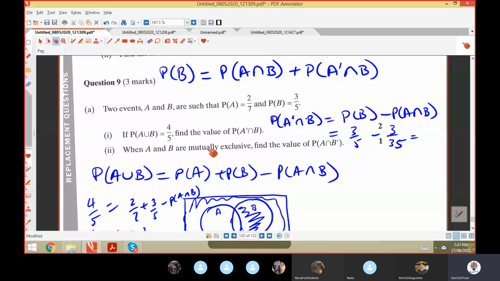So again, when A and B now are mutually exclusive, find the value of the probability of A and not getting B. Okay. Well, if they're mutually exclusive, what does that mean again? It means that they can't occur at the same time. They're not an and question, it's more an or question. Like heads and tails. So if it's mutually exclusive, this bit here should be 0, because then there's no overlap.